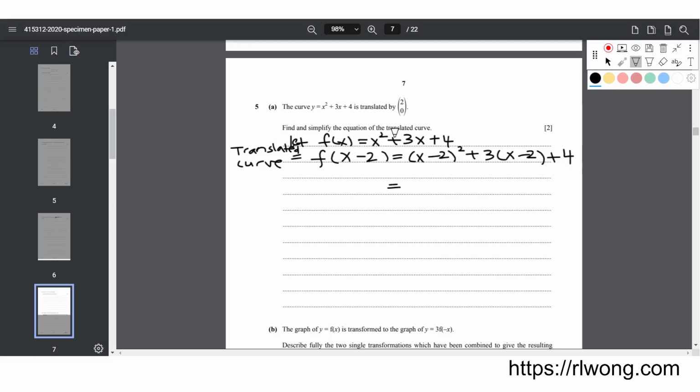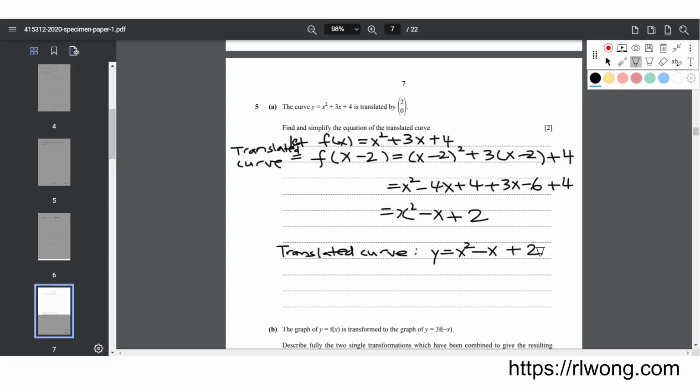Okay, they asked us to simplify, so I expand everything and then simplify it. Okay, so x squared minus x. So the simplified equation of the translated curve is x squared minus x plus 2. Okay, so you can write the translated curve is y equals x squared minus x plus 2. Alright.